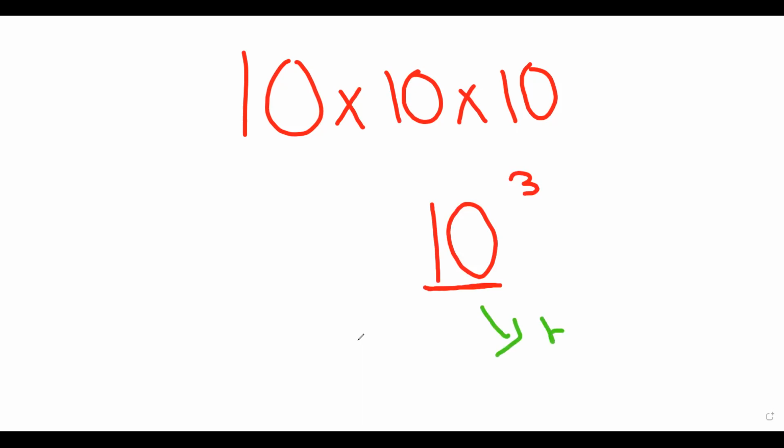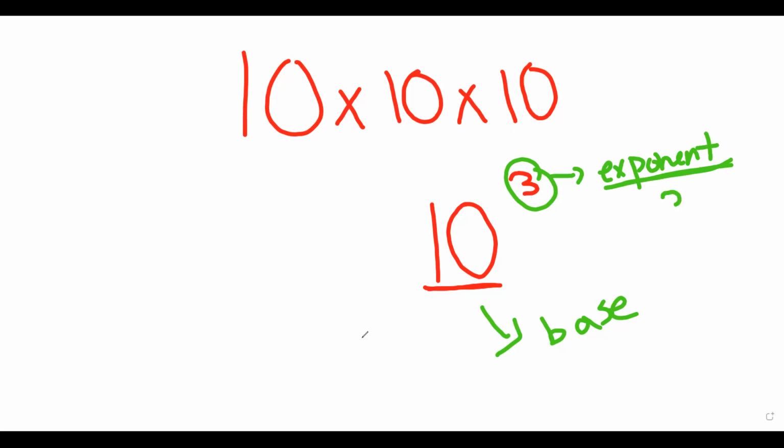This one here, we call it the base, which means the number that is repeated. And this number 3, we call it the exponent, which means how many times the number 10 is repeated. It's repeated 3 times. So 10 to the power 3 means the base is 10, the number 10 is repeated 3 times, and the exponent is 3.